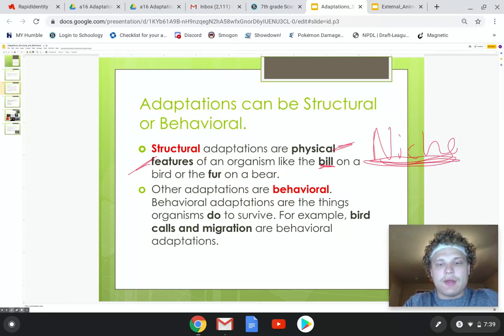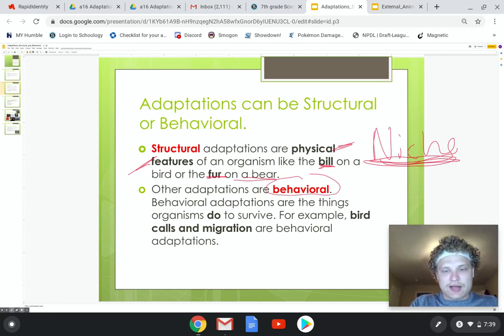Okay, now also we're talking about fur on a bear. What does fur do? Why would a bear need fur? Well, usually bears live in colder environments and need to stay warm, and so bears need that fur to keep them warm. And so that would be a physical structural adaptation. Okay, they're physical features. Whereas we also have behavioral, and we already talked about it briefly, but behavioral adaptations, they're the things that organisms do. Okay, what does it actually do when it's actually living out in the world?